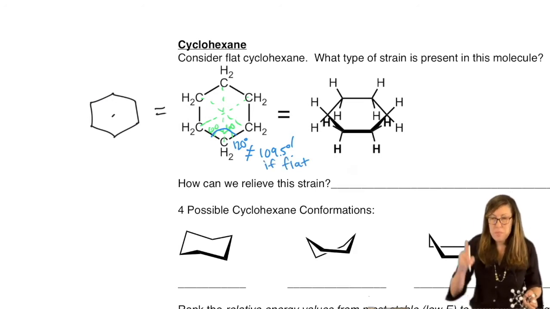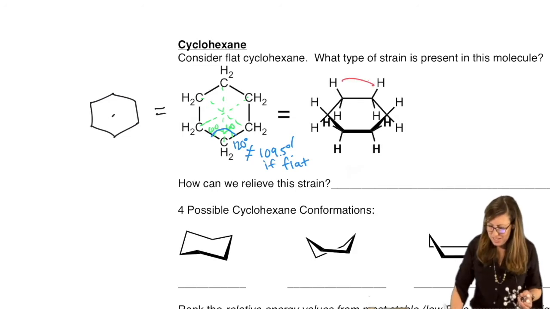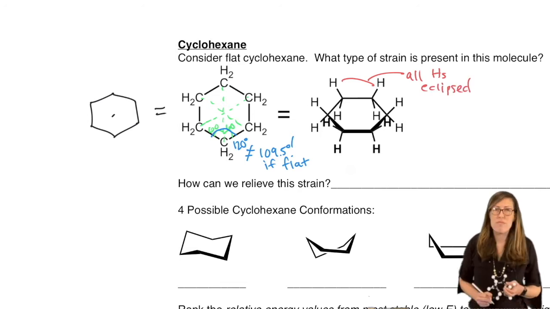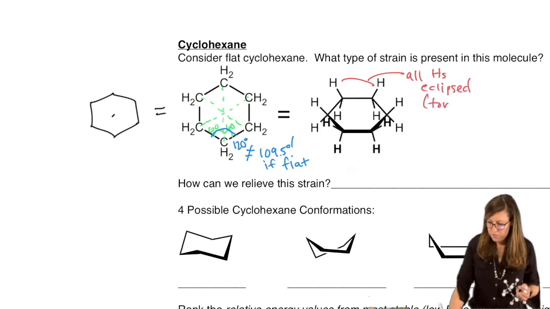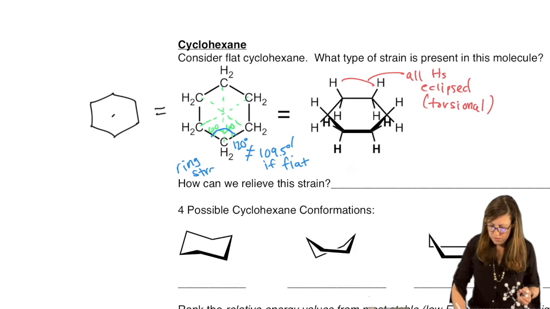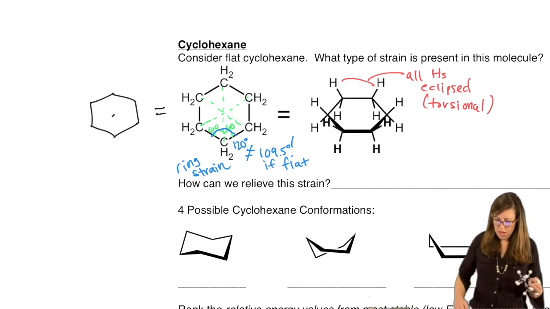Second problem with it being flat is that, look, all the H's eclipse. So there's torsional strain and there's ring strain. How can we relieve the strain?